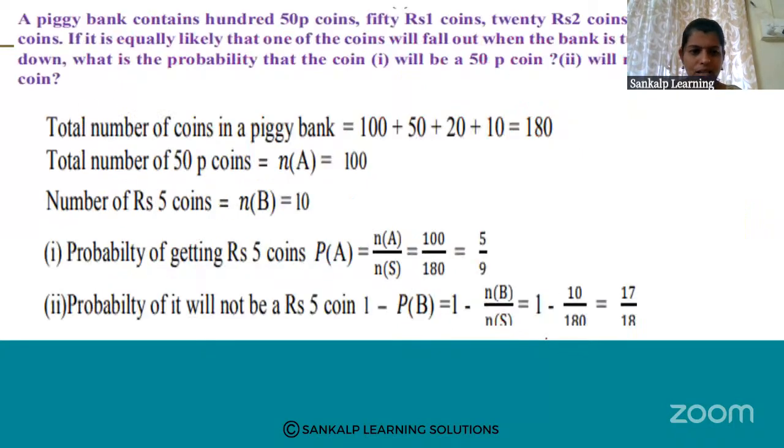Okay. So next. A piggy bank contains 150 paisa coins, 50 rupees 1 coins, 20 rupees 2 coins and 10 rupees 5 coins. If it is equally likely that one of the coins will fall out when the bank is turned upside down, what is the probability that the coin will be 50 paisa, or will not be a 5 rupees coin?